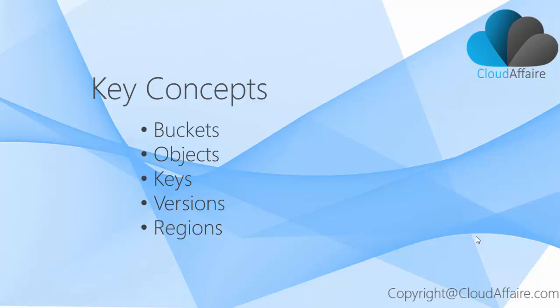Regions. You can choose the geographical region where Amazon S3 will store the buckets you create. You might choose a region to optimize latency, minimize costs, or address regulatory requirements. Objects stored in a region never leave the region unless you explicitly transfer them to another region.